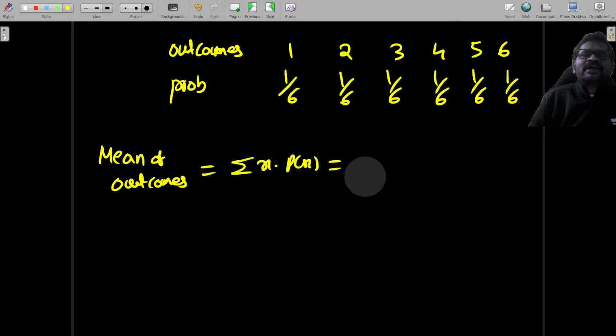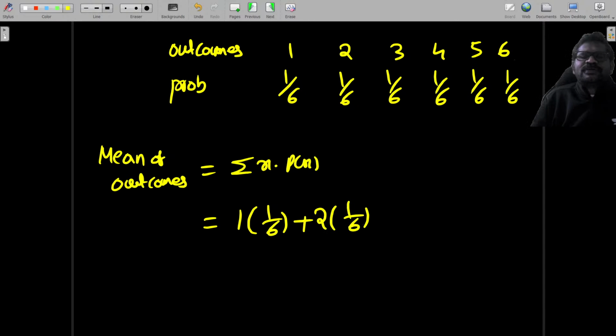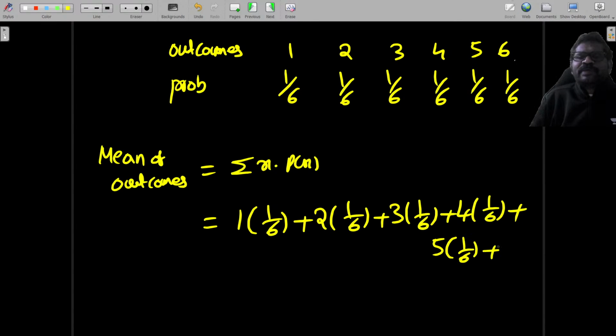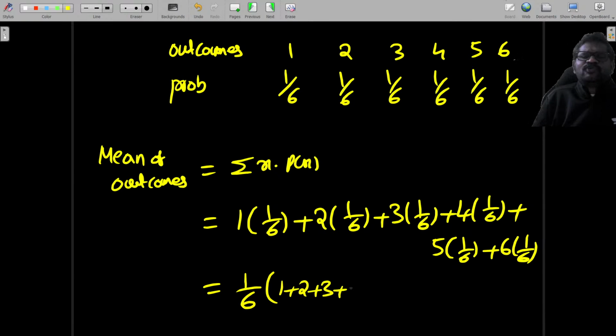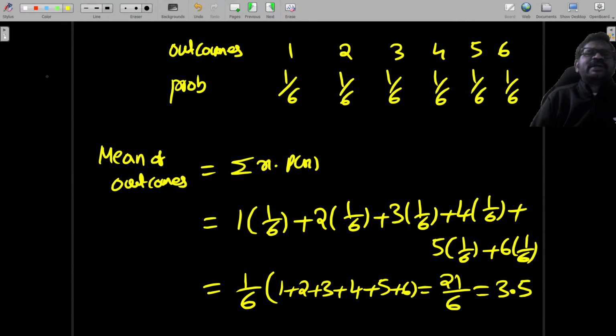That's why the expected value of the outcomes is 1 into 1 by 6, 2 into 1 by 6, 3 into 1 by 6, 4 into 1 by 6 plus 5 into 1 by 6 plus 6 into 1 by 6. That is 1 by 6 of 1 plus 2 plus 3 plus 4 plus 5 plus 6. 21 by 6. That is nothing but 3.5. So the correct answer is 3.5.